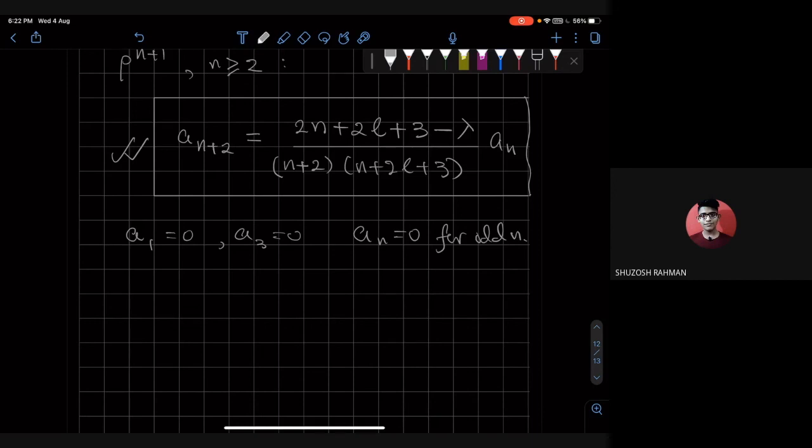Yes, because this is n plus 2. So if this was a1, then a3 is 0. If this is a3, then a5 is 0. If this is a5, a7 is 0. So by dint of these two things, all the a's, if n is odd, are 0. So our function f of rho is a power series in even powers of rho.